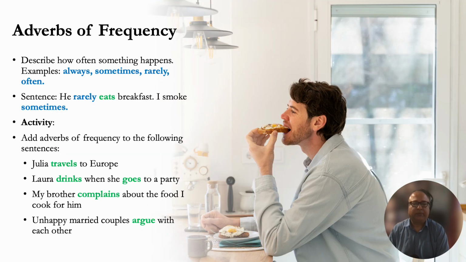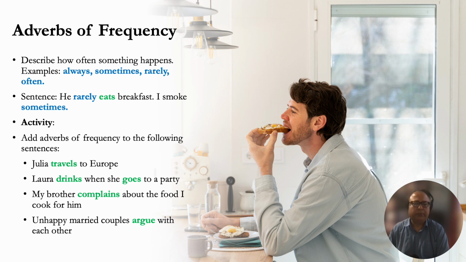Next up, adverbs of frequency. These adverbs describe how often something happens. Always, sometimes, usually, rarely, never. An example of an adverb of frequency is: He rarely eats breakfast. Or: I smoke sometimes. Not all the time, not always, not often, sometimes.